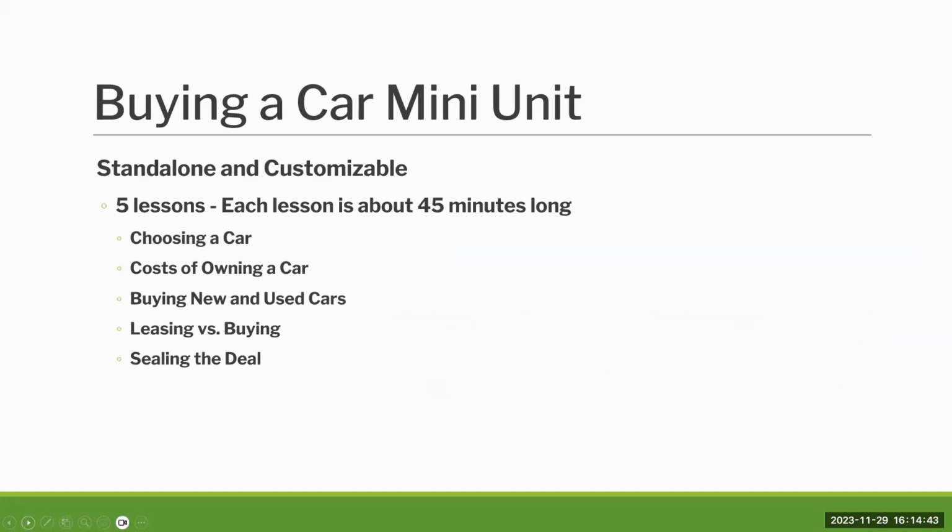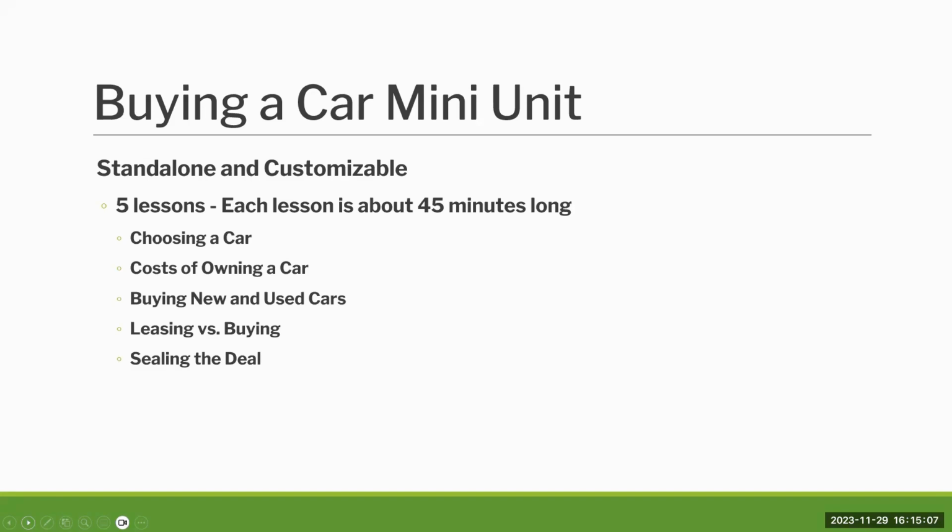All right, within the buying a car mini unit, it has 5 lessons. It can be used standalone at any time in your teaching that you would like to put this unit in, and every single lesson within it is very customizable. So there's 5 lessons, and each one is about 45 minutes long. And here are the topics that we're going to go over.